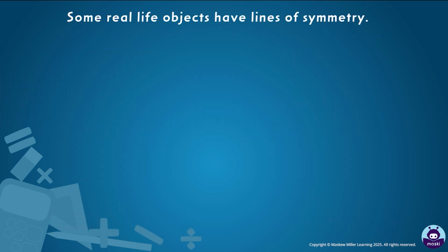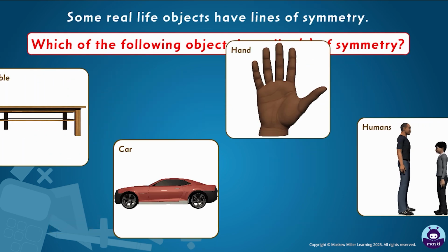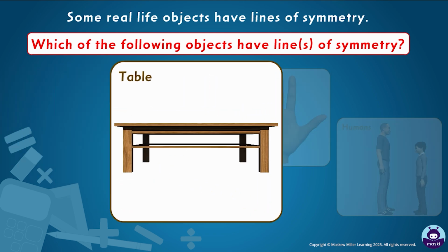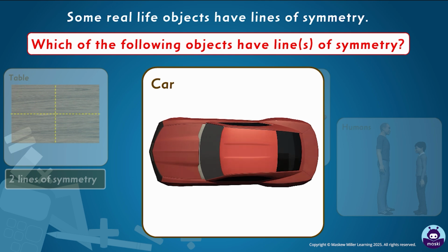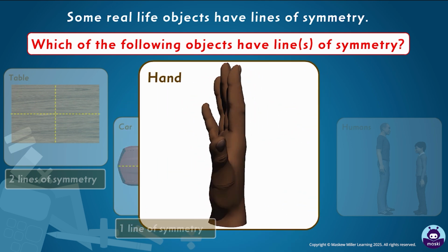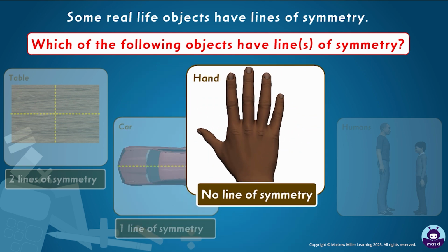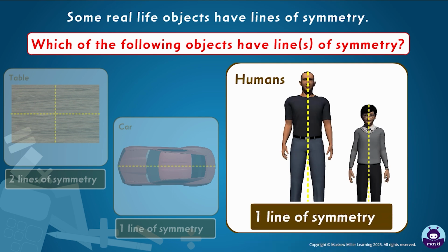Some real-life objects have lines of symmetry. Which of the following objects have lines of symmetry? A rectangular table has two lines of symmetry. A car has one line of symmetry. A hand does not have a line of symmetry. Human has one line of symmetry.